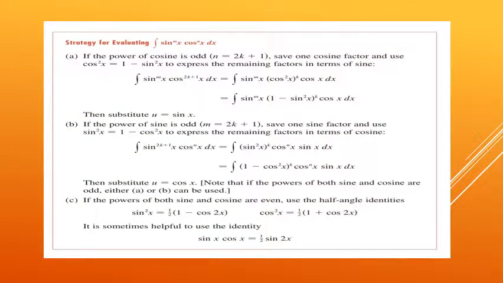Okay, I am sharing some strategies to evaluate more trigonometric functions. Here we have the strategy for evaluating the integral of sin^m x cos^n x dx. That means when you have a function like that, you can solve it by using these strategies. Strategy A: if the power of cosine is odd, that means n equals 2k plus 1, save one cosine factor and use cos^2 x equals 1 minus sin^2 x to express the remaining factors in terms of sine. So if we have the integral of sin^m x cos^(2k+1) x dx, then it equals sin^m x (cos^2 x)^k cos x dx, and we put in the value of cos^2 x as (1 minus sin^2 x)^k cos x dx.